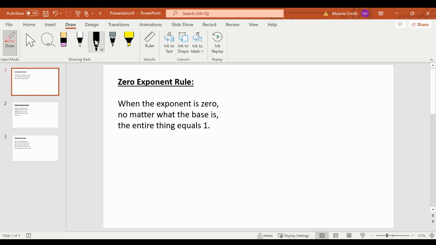Hey, so I want to go over just three of the exponent rules for right now. The first one, and I think this is probably the easiest one, is the zero exponent rule. So basically, when the exponent is zero, so like when the power is zero, the little number, no matter what the base is, the entire thing equals one.